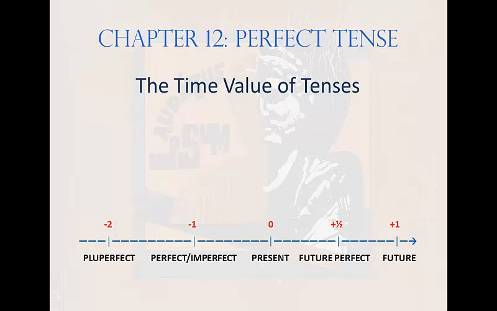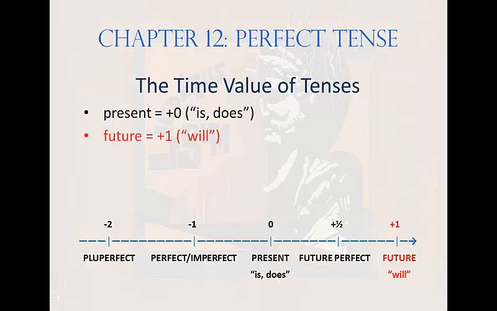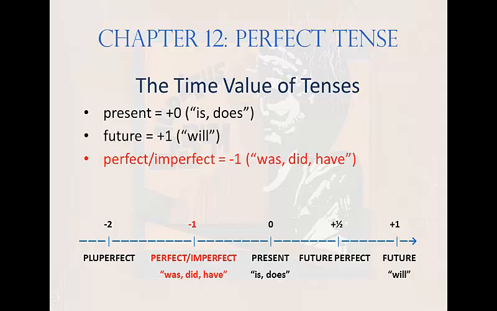Now let's attach the tenses to those numerical values. First, the present, represented by 0 because it's happening now. English uses tense markers like is and does to signal that a verb is present tense. According to this scheme, the future tense, represented in English by will, would be +1. Conversely, the perfect and imperfect tenses, represented in English by was, did, or have, would be -1. The pluperfect would be -2. That's what the tense marker had really means in English.